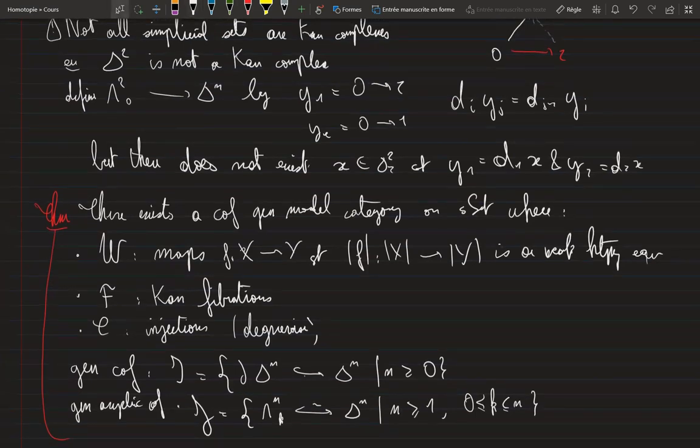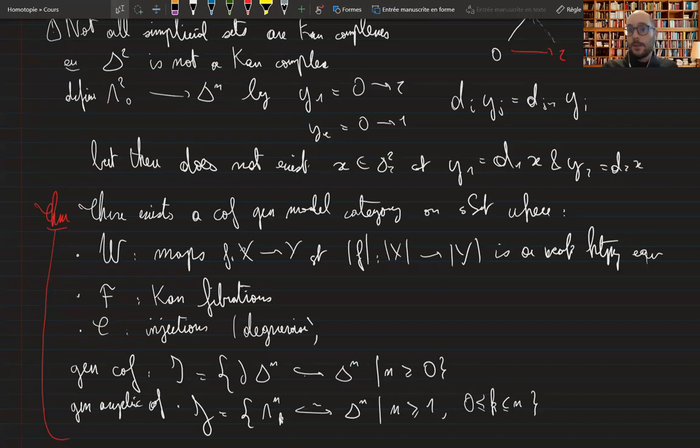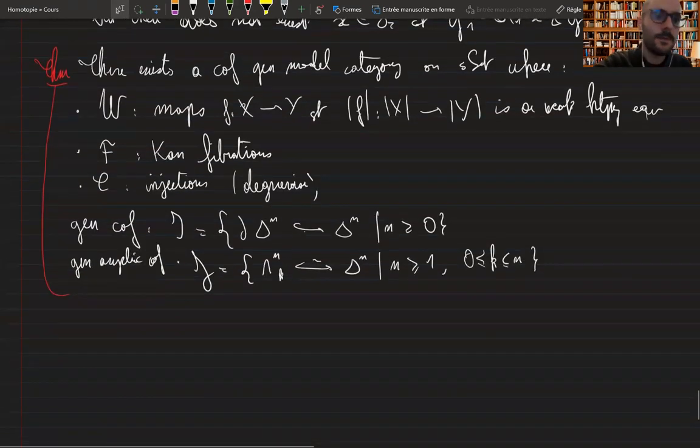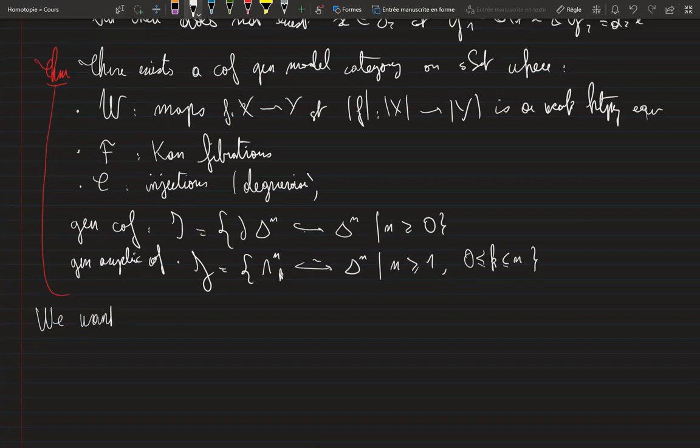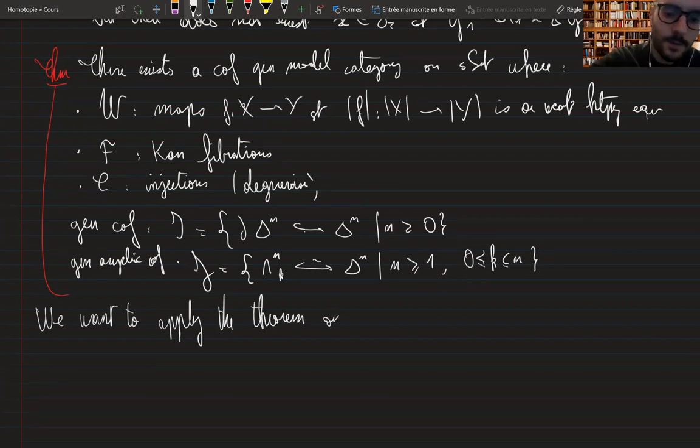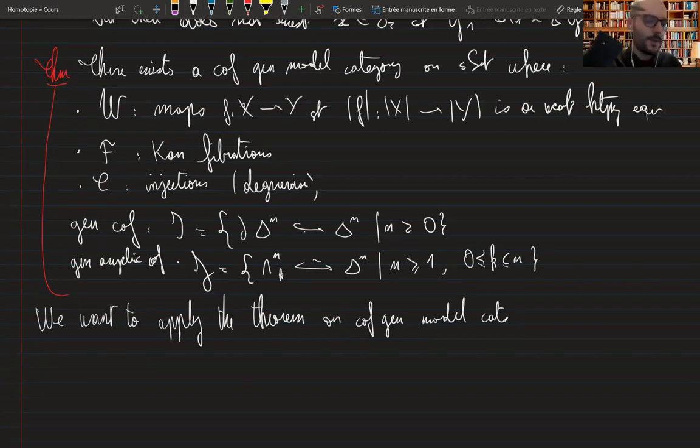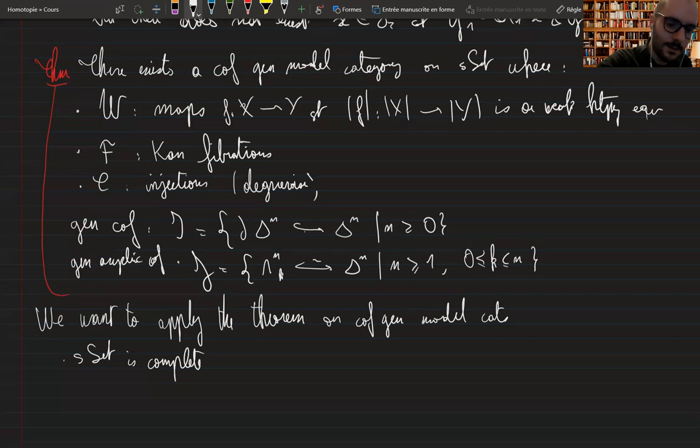You said it was possible to do the W internally with a set. So we have a bunch of statements to check, right? We want to apply the theorem on cofibrantly generated model categories, right? So we have a lot of things. First one is that sSet is complete and cocomplete.